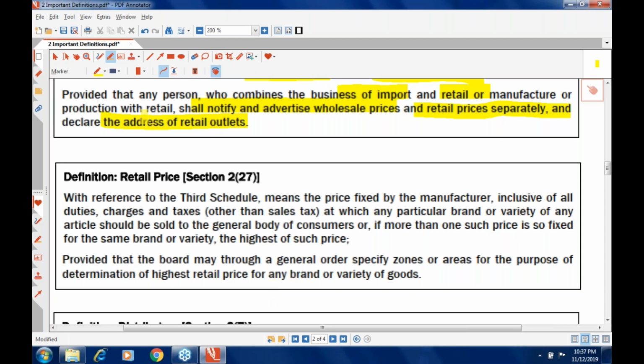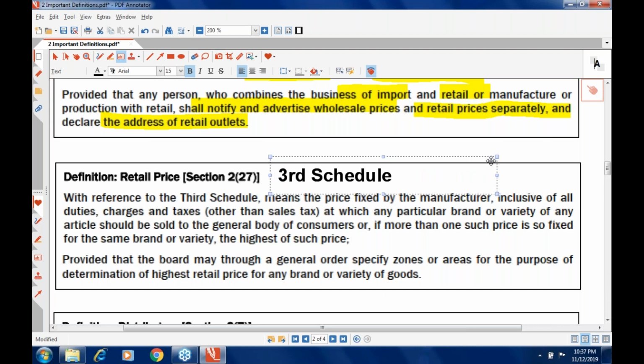Now, what is this third schedule item? It actually refers to the goods on which sales tax is charged by the government to the manufacturer on the ultimate retail price. The sales tax is charged by the government on the ultimate retail price. So that is what is considered to be a third schedule item.